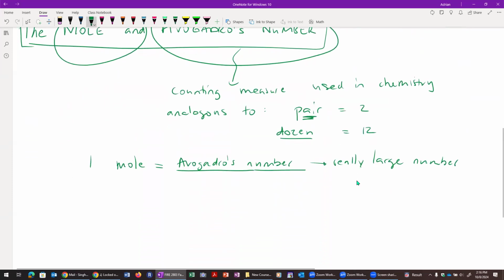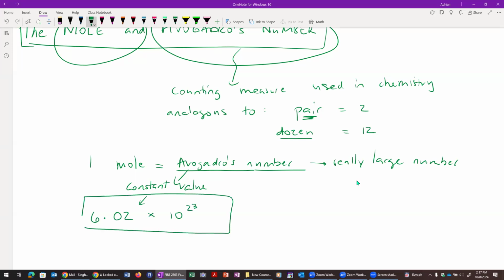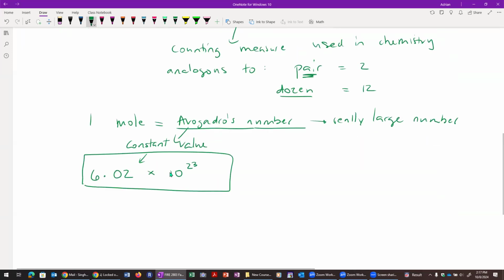thing, and Avogadro's number is a constant, meaning that it doesn't change, and that number there is 6.02 times 10 to the 23 of something. So if you have a mole of something, you have this many of that thing, whatever that thing is, whether it's atoms, whether it's shoes, whether it's cookies, whatever, it doesn't really matter. A mole of something always represents Avogadro's number of that thing.